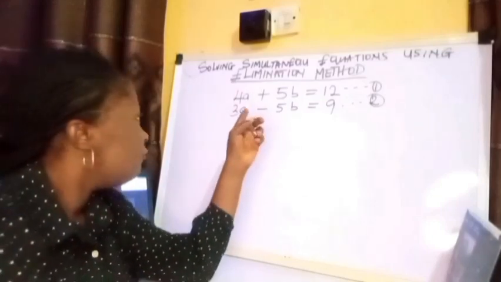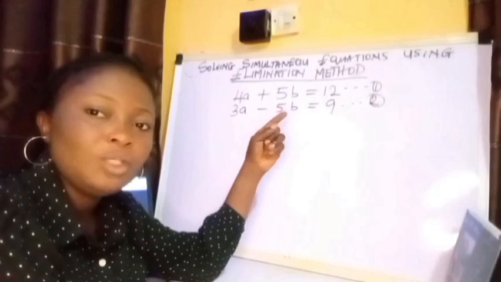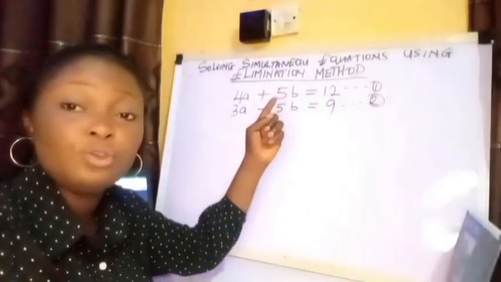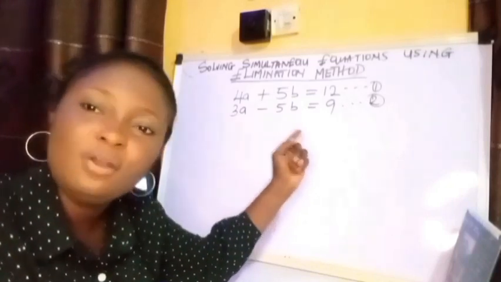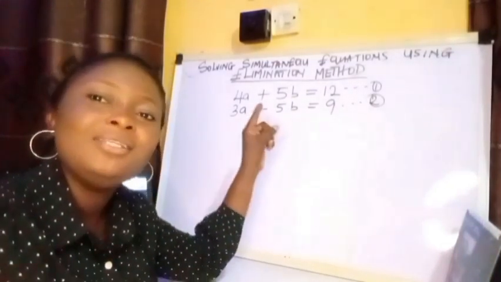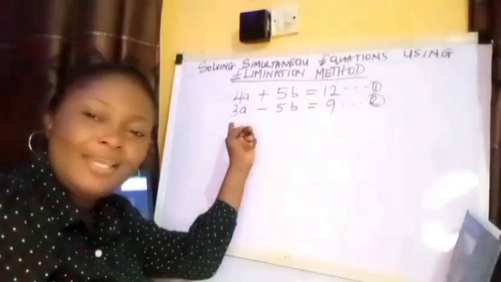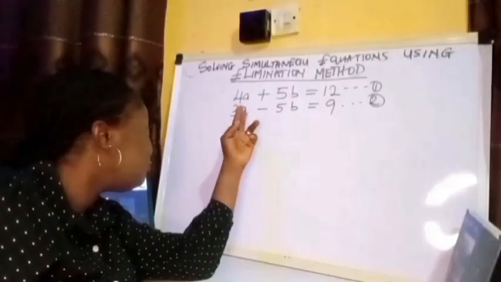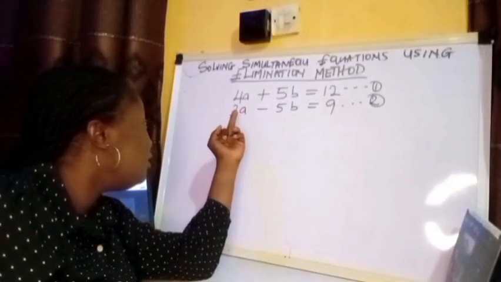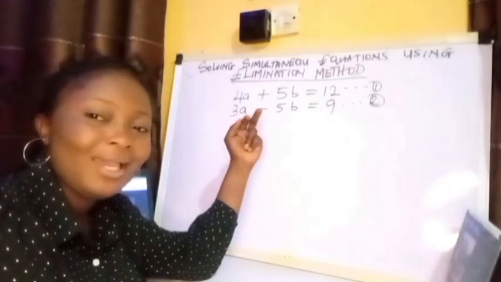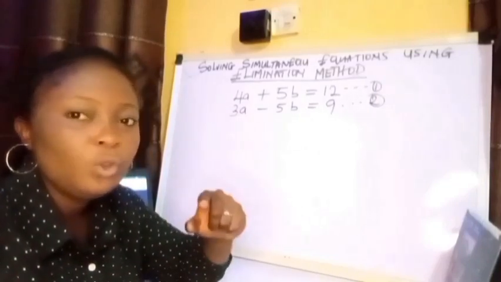What do I mean? For instance, if I want to eliminate b, since b is 5 in equation 1, the coefficient of b in equation 2 must be 5. If it is not 5, I must make sure that the coefficient is 5. I will tell you how. If I want to eliminate a, for instance, as a is 4 in equation 1 and a is 3 in equation 2, I cannot eliminate it. I must make sure that they have the same coefficient before I can eliminate it. I will show you how.